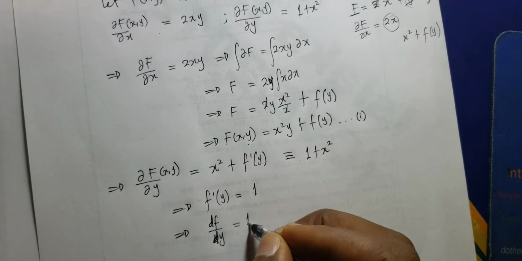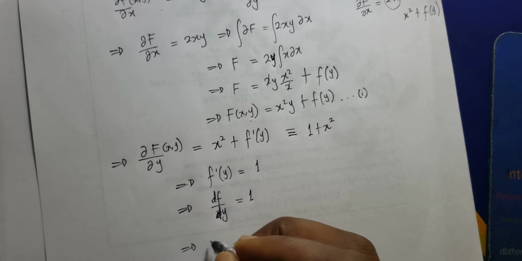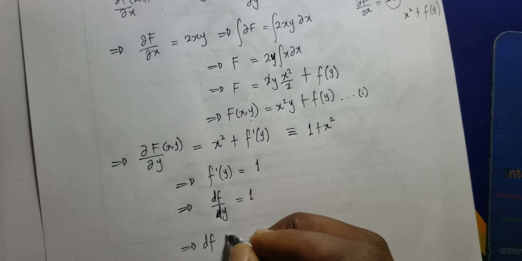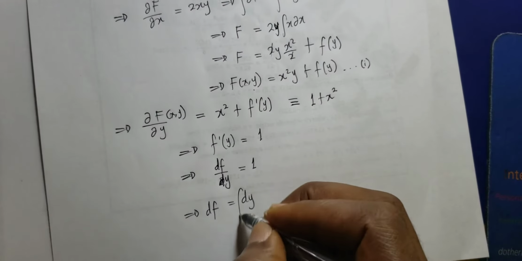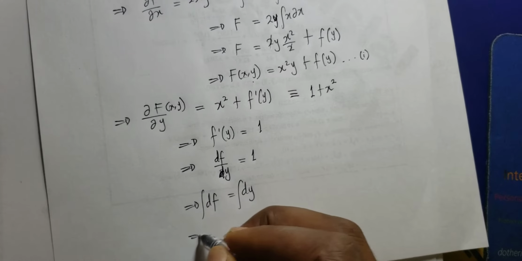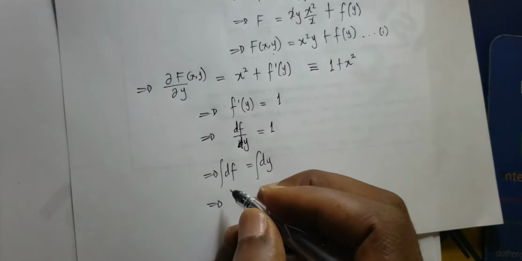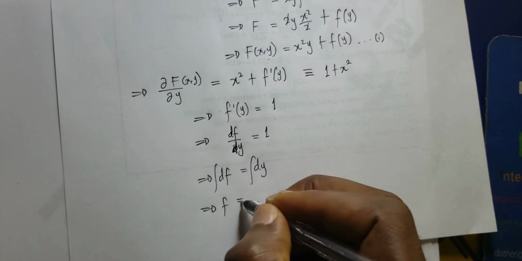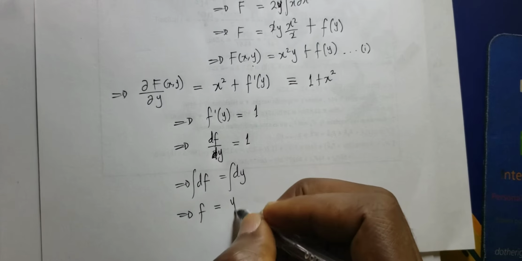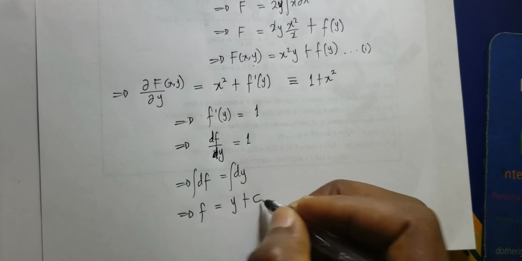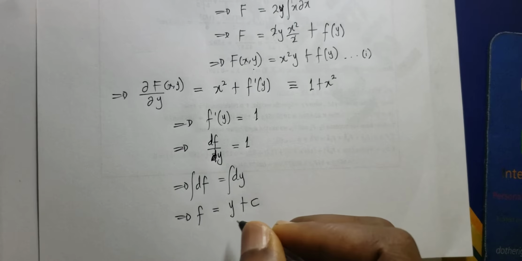is equal to 1. So if that is the case, then df is equal to dy. Then we can integrate both sides. So in this case we are integrating this, and this is going to give us f, small f now, is equal to the integral of 1 dy. That's just going to be y plus the constant of integration, c. So now we are good to go.